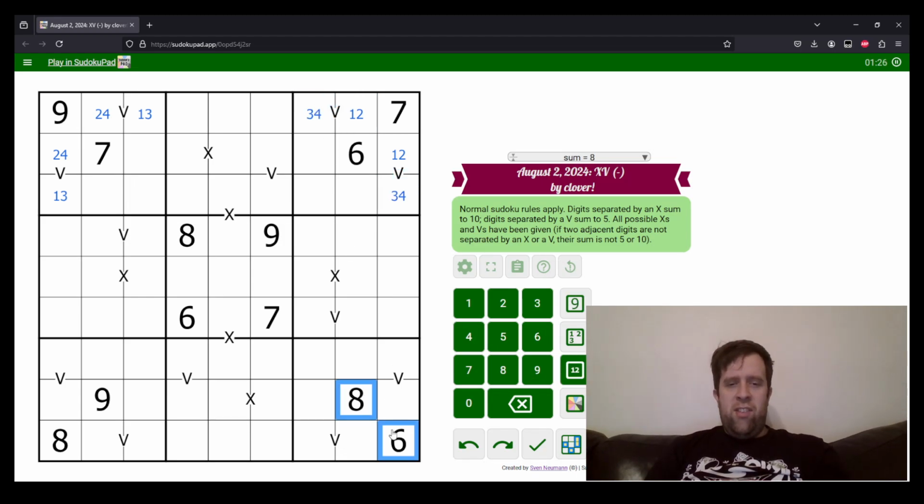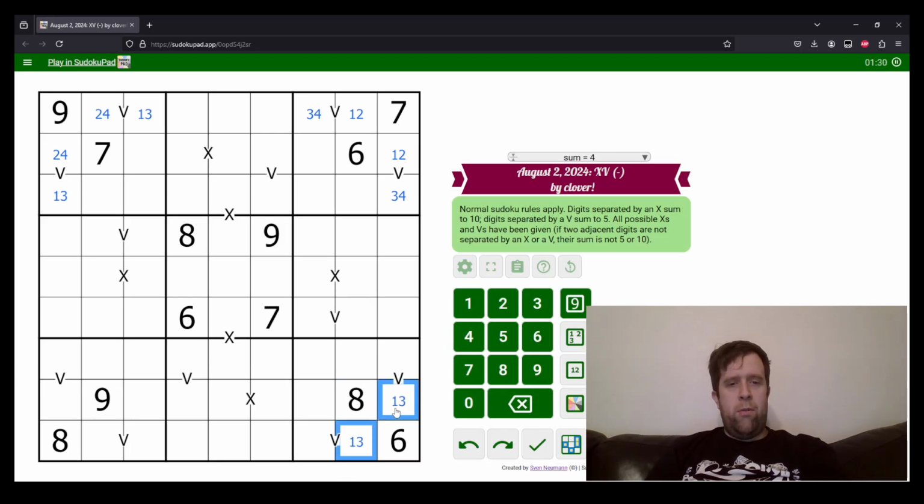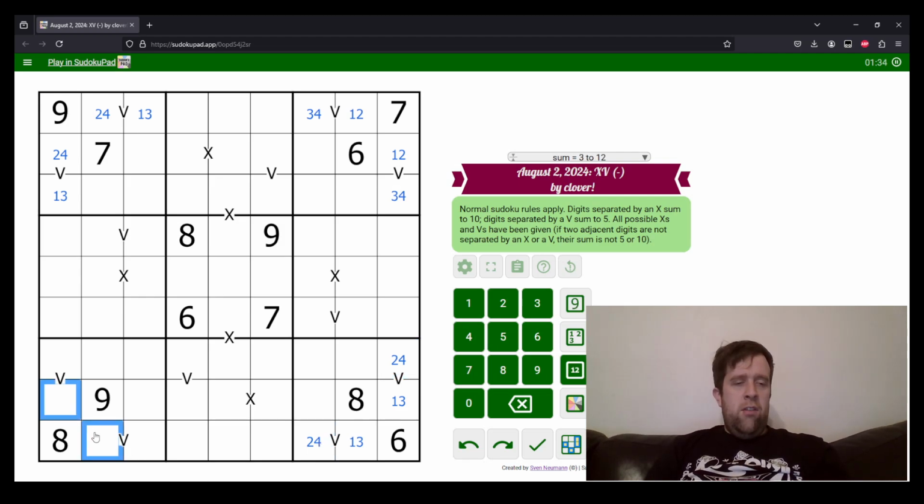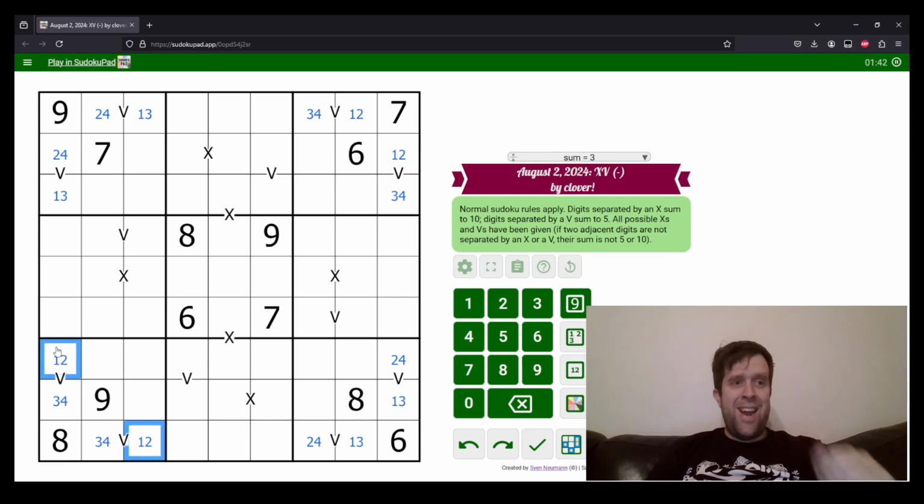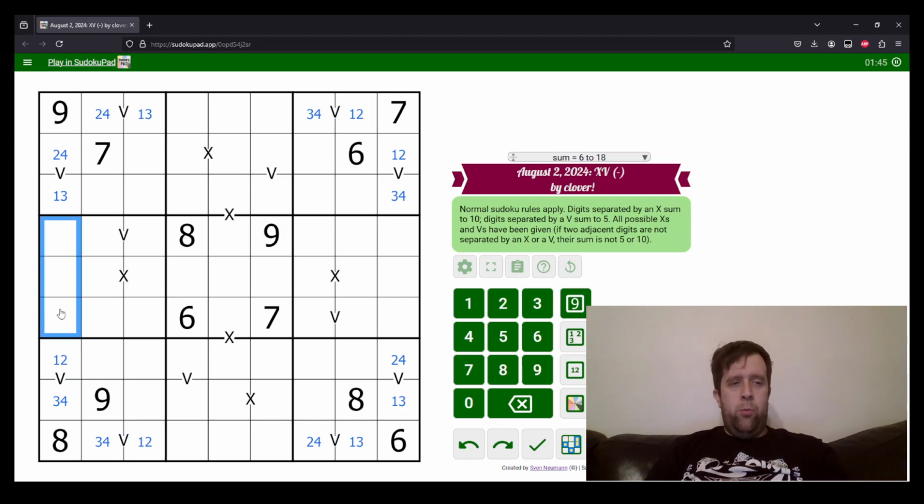Over here, 6 and 8 means that these cannot be 2 or 4, so they must be 1 and 3, meaning that this must be 2 and 4. And over here, this cannot be 1 or 2 because of the next 9 and 8, so they must be 3 and 4, meaning these are 1 and 2. Now, over here, the only three digits this can be are 5, 6, and 7.